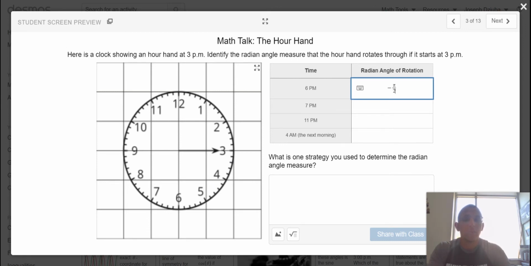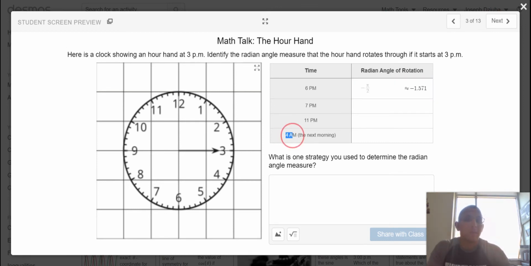So we would say that the angle of rotation from 3 p.m. to arrive at 6 p.m. would be a radian angle of rotation of negative pi over 2, which is equivalent to 90 degrees. So it is up to you to determine, and we spoke about this in lesson 5 or 6, about this unit circle being divided into a certain number of equivalent sectors, which correspond to various points or angles of rotation on the unit circle.